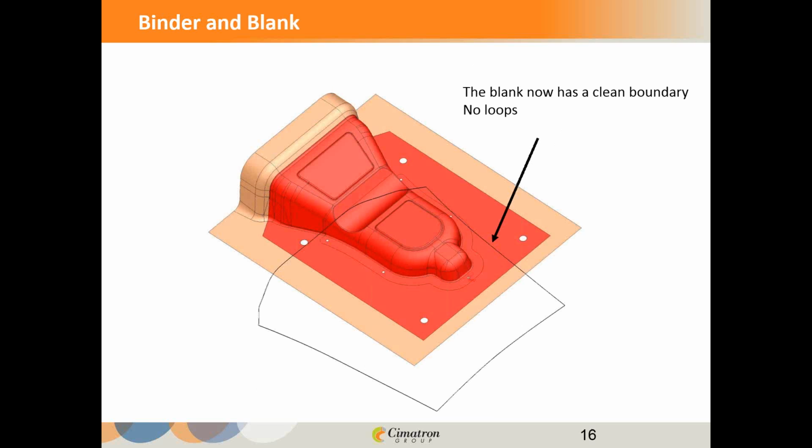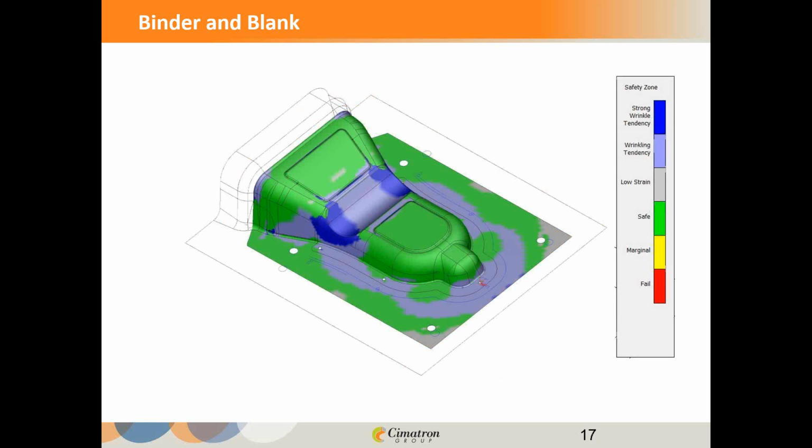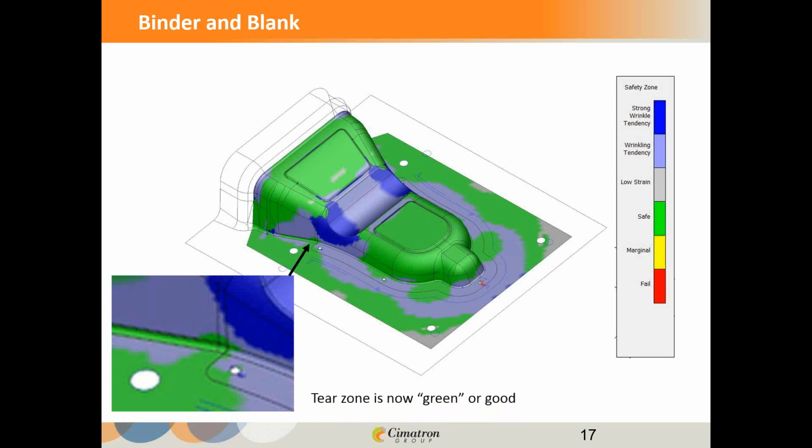So we recalculate the blank, and now we see a nice clean outer boundary. That looks good, so I know I don't have that material stretching in 2 different directions. Now when I go into my safety zone analysis, I look at that trouble area before where it's torn, and now I see it's good, it's green. So I'm elated. Already the binder has shown some positive feedback in helping me to make this part and form it right. However, it came at a price. Now the wrinkle area has increased in size quite a bit. So that means now I've got to deal with the wrinkle area.